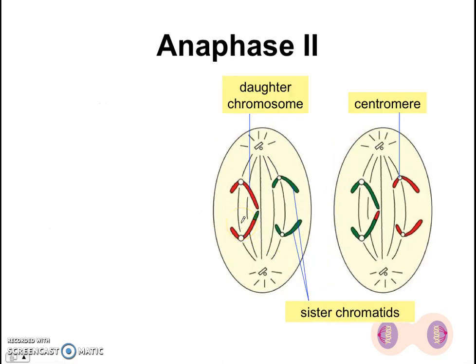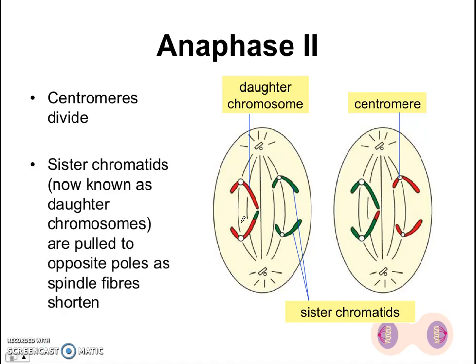And then we have anaphase II, right? In anaphase II, the centromeres of each pair of sister chromatids will divide, and the sister chromatids will then be pulled to opposite poles as the spindle fibers shorten. So again, this is very similar to anaphase in mitosis, right? The pairs of sister chromatids will separate and be pulled to opposite poles. And after the sister chromatids separate, each of them can be known as a daughter chromosome.